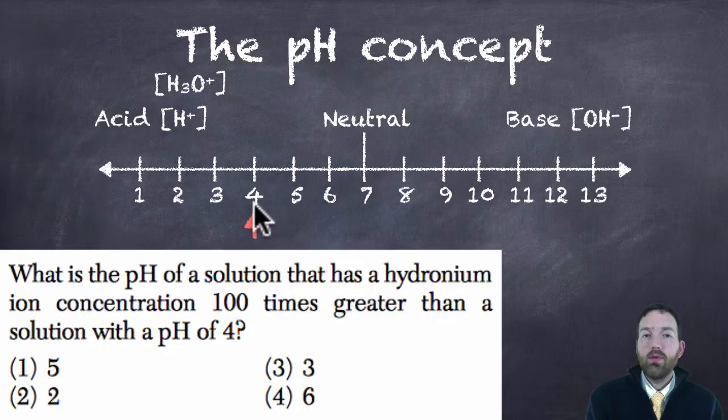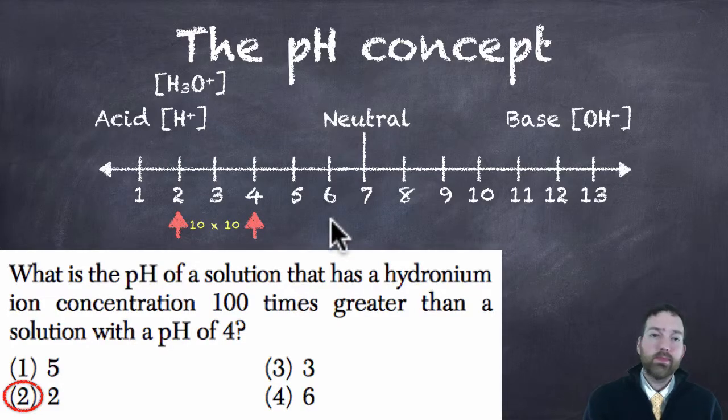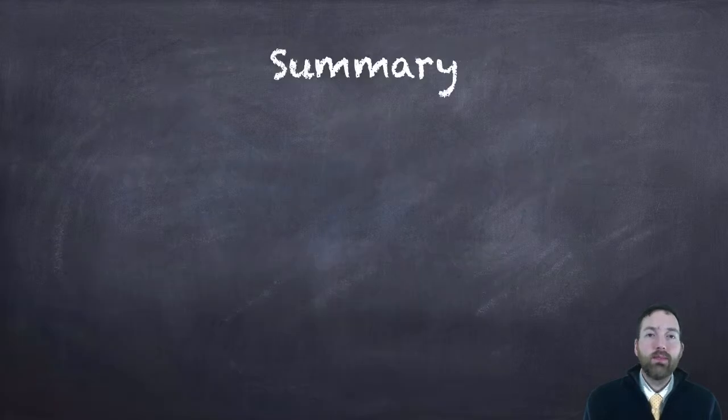If I move over 1 from 4 to 3, that's a times 10 greater hydronium ion concentration, but I want 100 times greater. So I have to go to 2 here. 10 times 10 is 100 times more hydronium going to the left. So my answer is a pH of 2. If they wanted 100 times less hydronium, then we would move to the right 2 places. It would be a pH of 6.